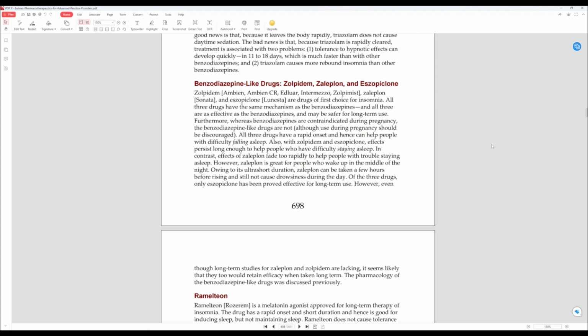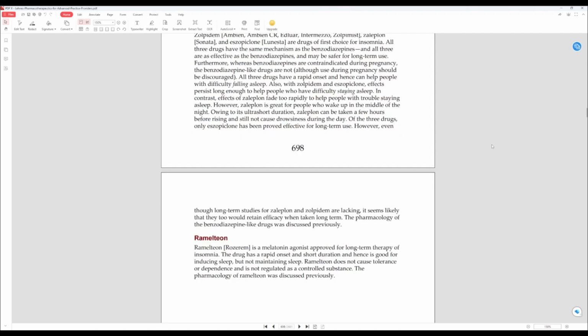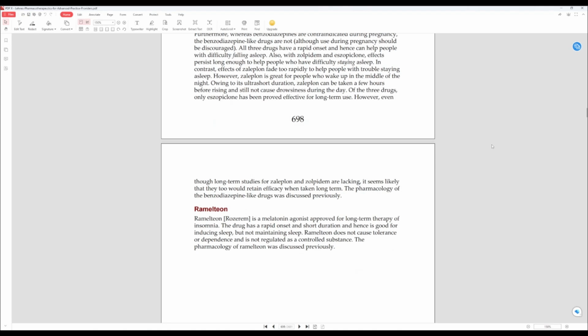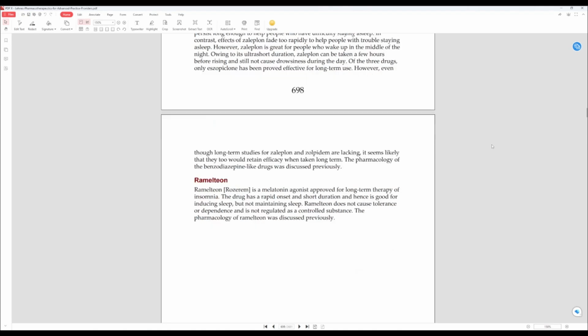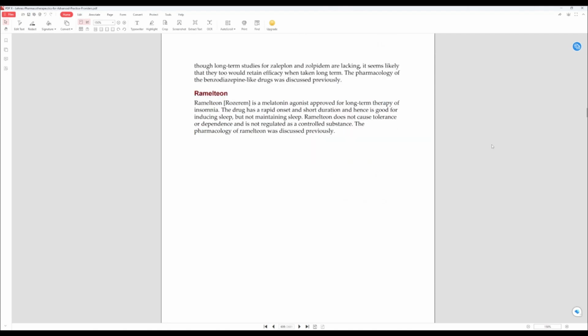Of the three drugs, only eszopiclone has been proved effective for long-term use. However, even though long-term studies for zaleplon and zolpidem are lacking, it seems likely that they too would retain efficacy when taken long-term. The pharmacology of benzodiazepine-like drugs was discussed already.